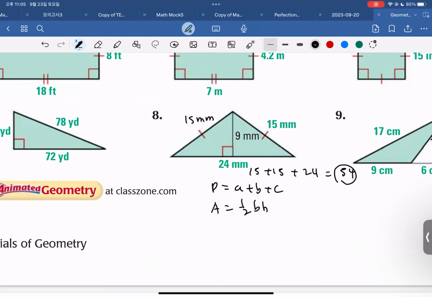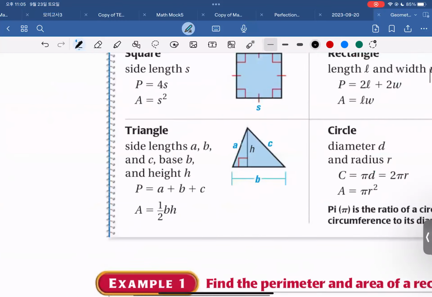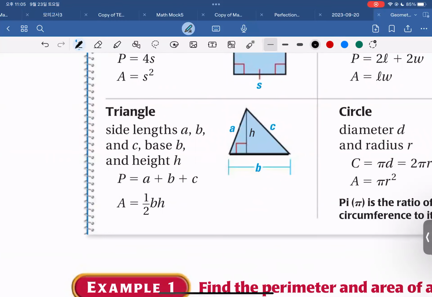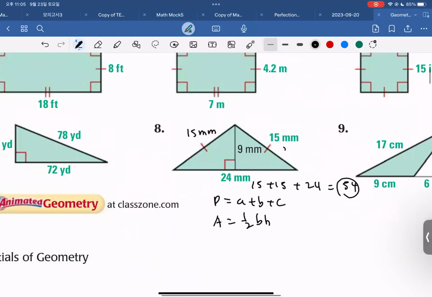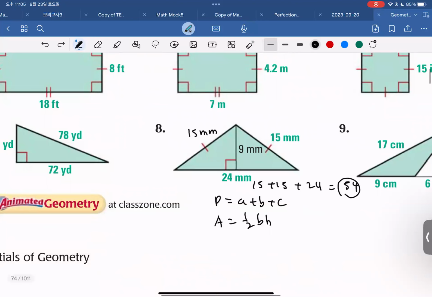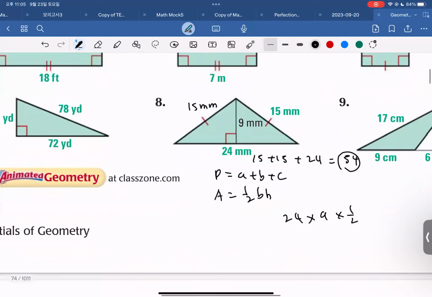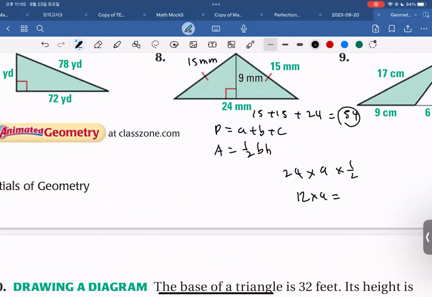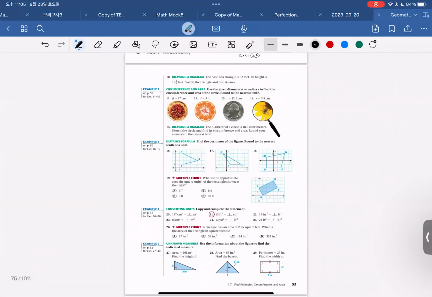Base times height, right? As we can recall, let's just look at here quickly for your memory. Base is just the bottom length here. So if you go back here, then you would remember that the base is not here or here, but in fact, the bottom length 24. So it would be 24 times the height of 9 times 1 half. So that would be 12 times 9, which would be 108 as your area. Yeah, that's basically the idea here.